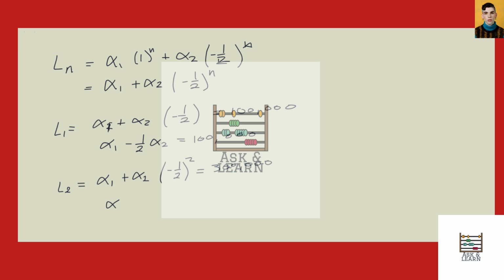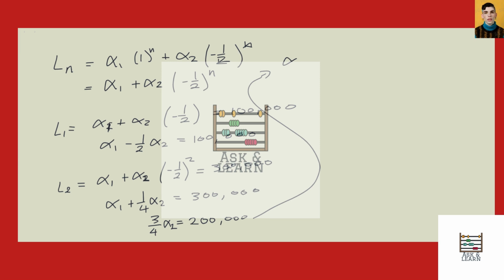So then alpha 1 plus a quarter of alpha 2 is going to be equal to 300,000. Okay, so now we have a simultaneous equation, this one and this one. So let's subtract them. Subtracting this way gives you 0 for alpha 1, and subtracting the alpha 2 terms we get 3/4. So 3/4 alpha 2 is going to be 300,000 minus 100,000, so that's 200,000.